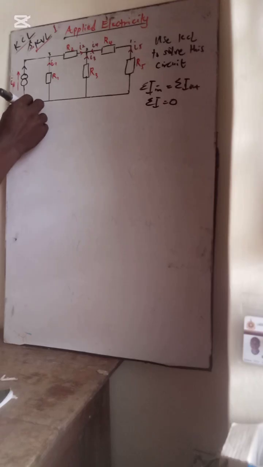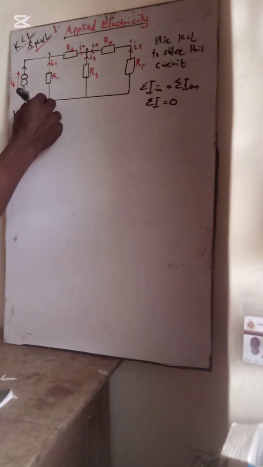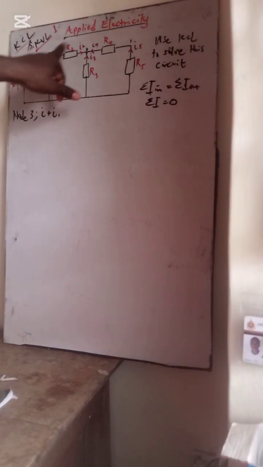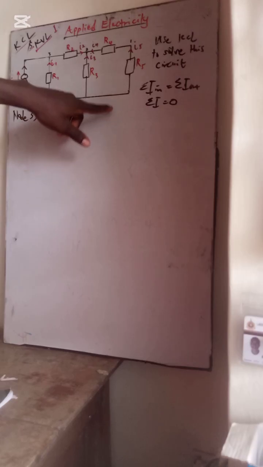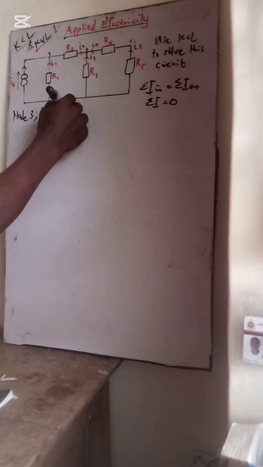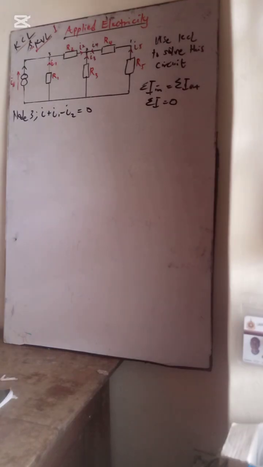You have node 3. For node 3, this I is entering this node. This one is also entering. So you have I plus I1. Then this I2 is leaving this node. So it will be minus. If it's on the other side, if you bring it inside, it will become minus. So for the one leaving, it will be minus I2, then is equal to 0. That's for node 3.